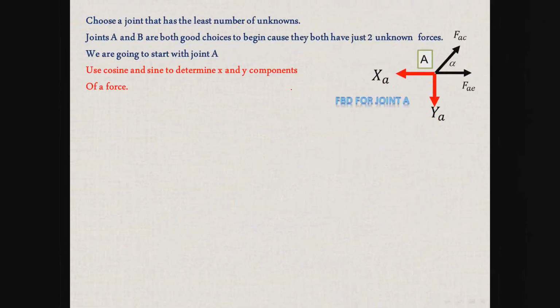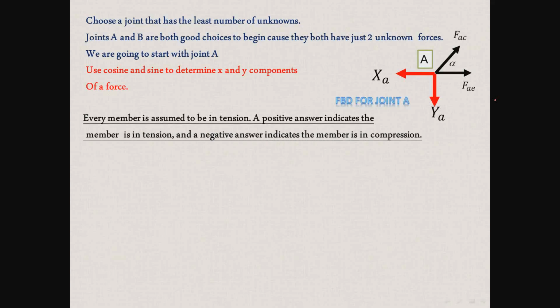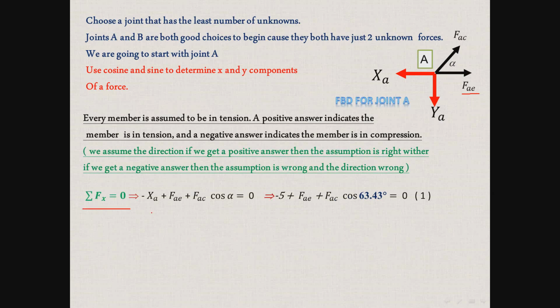We will use cosine and sine to determine the x and y components of a force. Every member is assumed to be in tension. A positive answer indicates that the member is in tension, and a negative answer indicates that the member is in compression. In other words, we will assume the direction of a force. If we get a positive answer, then our assumption is right, and if we get a negative answer, then our assumption is wrong.